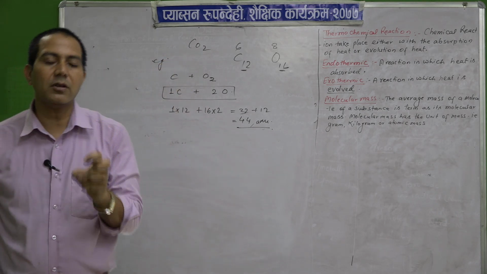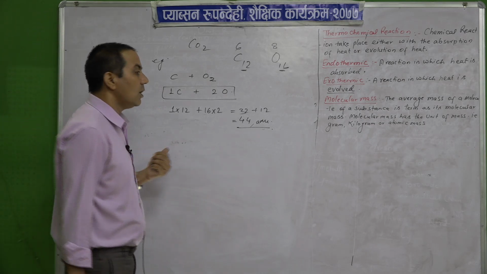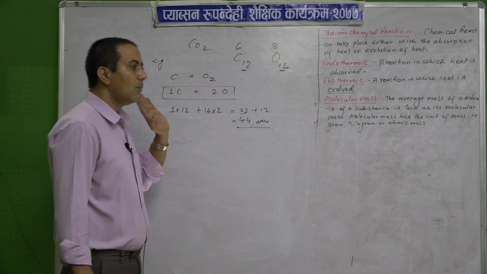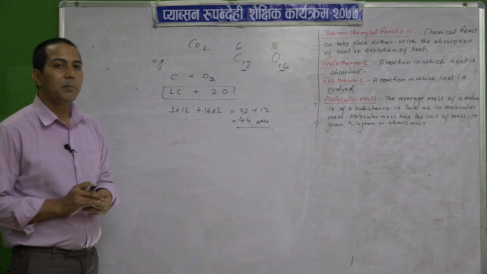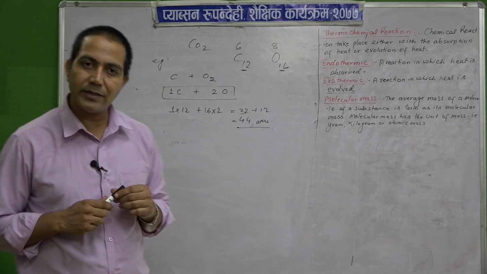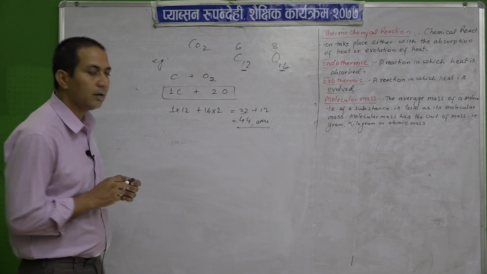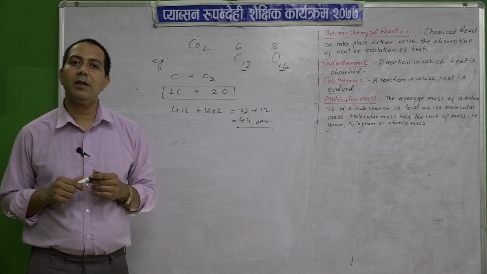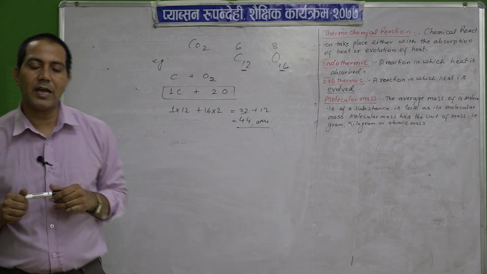That is, the addition of the atomic masses of the atoms is called the molecular mass. So, the molecular mass of the reactants must always equal the molecular mass of the products. Understand? So, with this, we have finished the chapter on chemical reactions.